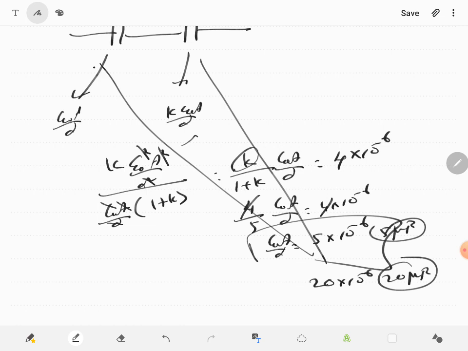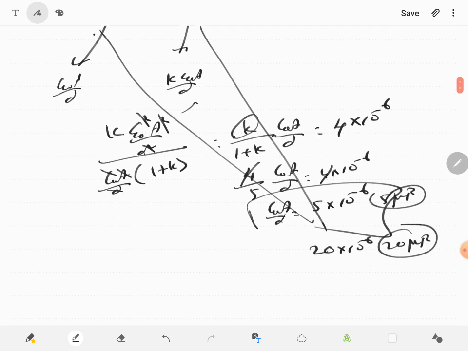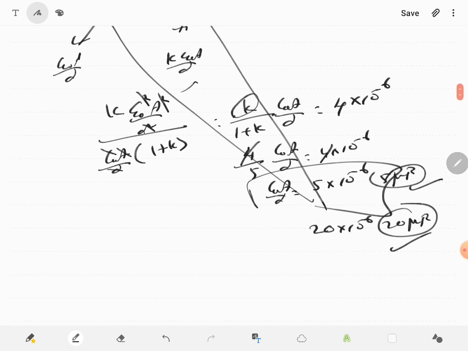And then calculate the potential difference between X and Y. You got the capacitances to be 5 and 20. Since it's a series, it's 5 into 20 by 5 plus 20, which will be 100 by 25, which will be 4.